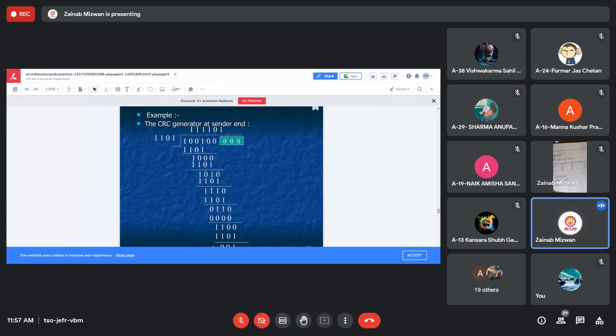What we have to use first of all is the XOR operation. Everybody knows this is the symbol for the XOR.